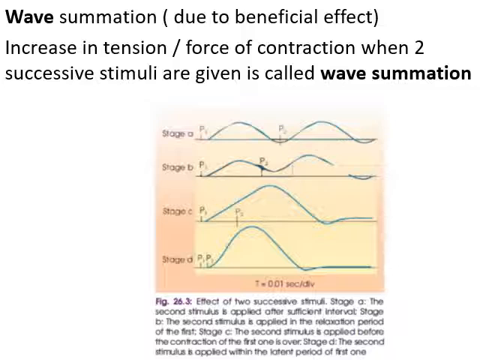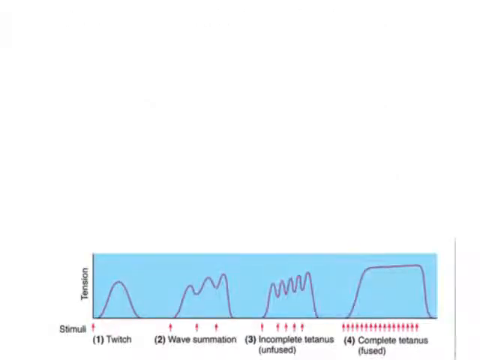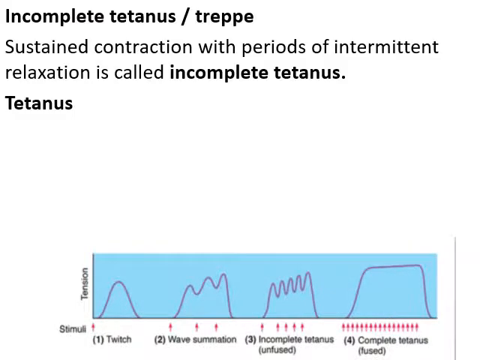So that's about the wave summation. Another part, when we go further, when we are giving more than two stimuli, let us see what happens. When we are giving more than two stimuli, you can see an incomplete tetanus, which is called treppe. So what is treppe? It is a sustained contraction with periods of intermittent relaxation. Here you can see there are intermittent relaxation periods, which is called incomplete tetanus or treppe.